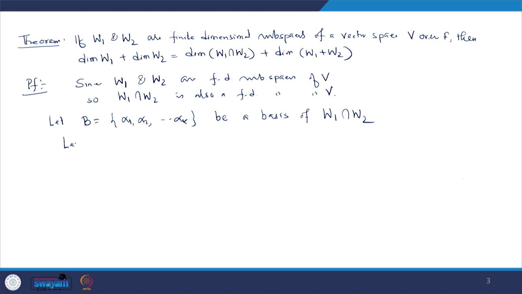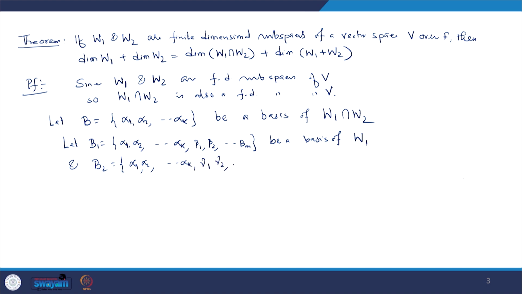So, let B1 which is equal to alpha 1, alpha 2, alpha k and beta 1, beta 2, beta m be a basis of W1 and B2 consisting of alpha 1, alpha 2, alpha k and gamma 1, gamma 2, gamma n be a basis of W2.